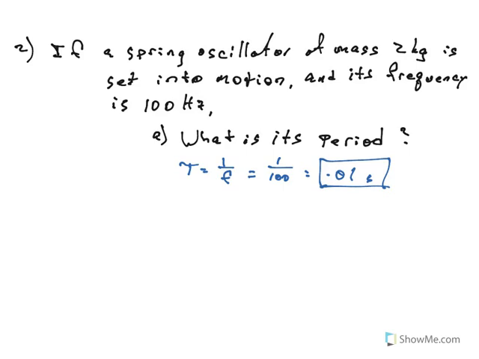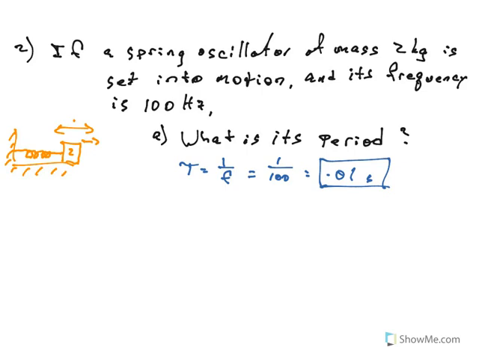So it takes 0.01 seconds to make one oscillation. Now, just for your own information, just so you can get a picture of what a spring oscillator looks like, let's say here's a wall, here's the floor, here's a spring, and attached to the spring is a block. The block has a mass of 2. Basically you pull the block and then you let it go and it oscillates back and forth like that. For this particular situation, we're told the frequency of oscillation is 100 hertz, so it'll take 0.01 seconds for this block to move back and forth one time.